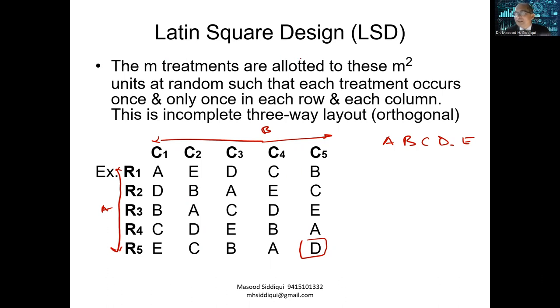So the M treatments are allocated to these M square units at random such that each treatment occurs once and only once in each row and each column, as I was explaining just before. That's why this is known as an incomplete three-way layout.